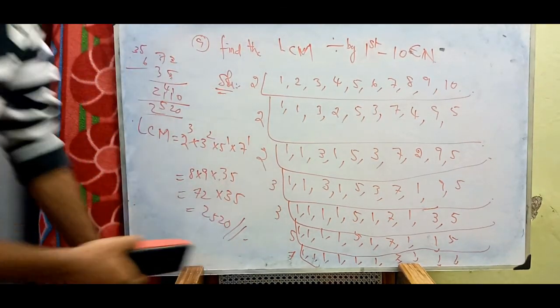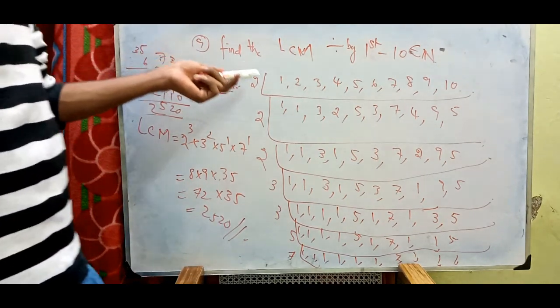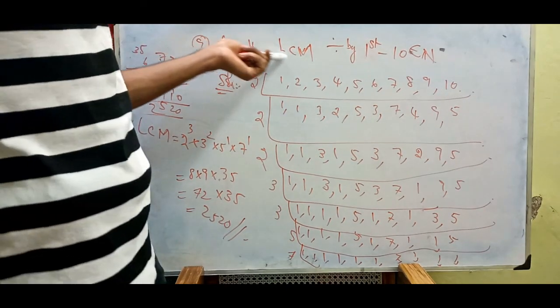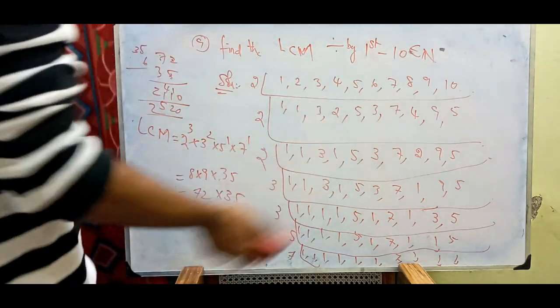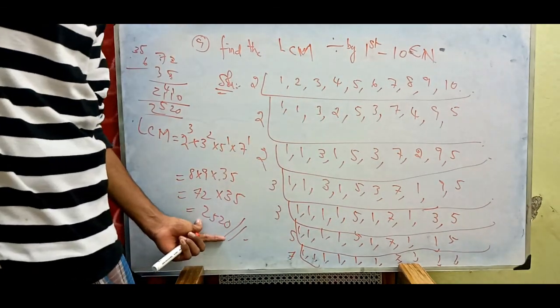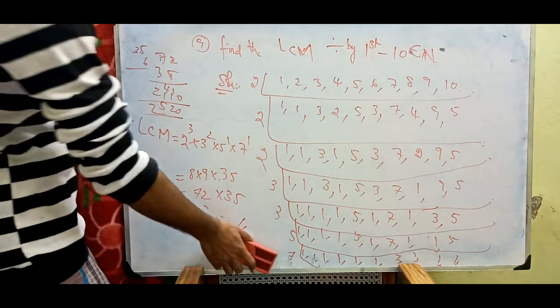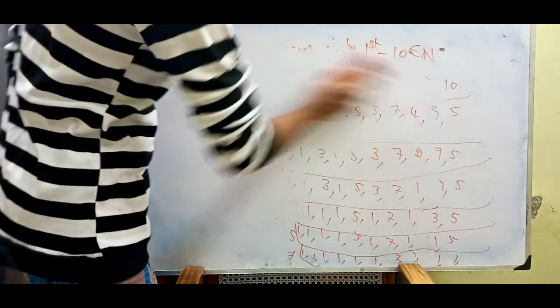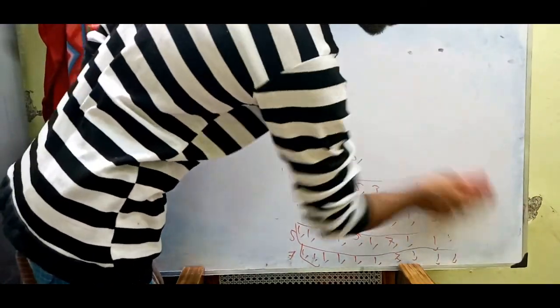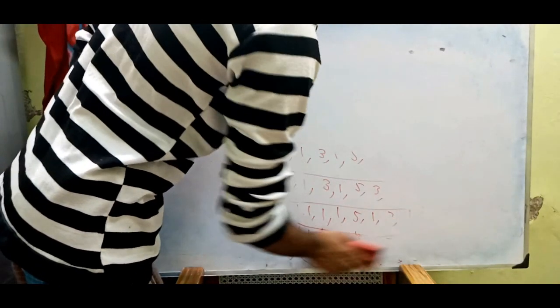Got it? So this is how it works. So the 9th one is very easy. You just need to find the least number, that is the least common multiple LCM of the first 10 natural numbers. So the first 10 natural numbers' LCM will be 2520. Got it? So inshallah we will see exercise 2.3 next.